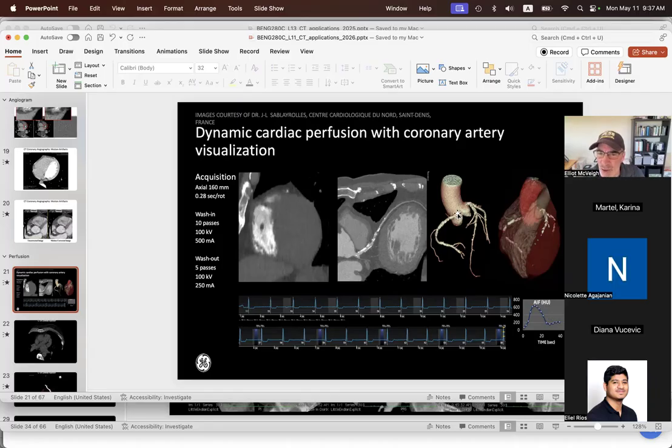That contrast agent goes into the aorta and then comes down the coronaries. We get very bright coronaries around here and make the images that are used to diagnose the coronary morphology. But then we can look at the myocardium after this occurs and see it enhance.